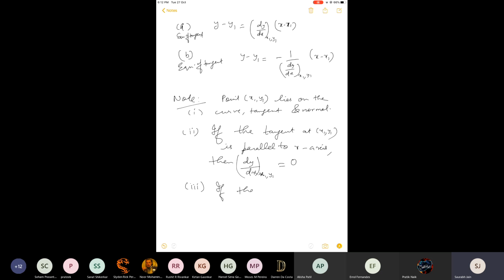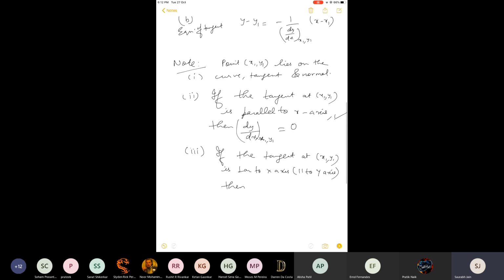If the tangent at x1, y1 is perpendicular to x-axis, or I can say it's parallel to y-axis, both are the same thing. Now can you tell me what is the condition? Just like if the tangent is parallel to x-axis, dy by dx is 0, what similar kind of condition will come here? Can anyone tell me? If the tangent is perpendicular to x-axis or parallel to y-axis, then what is the condition?